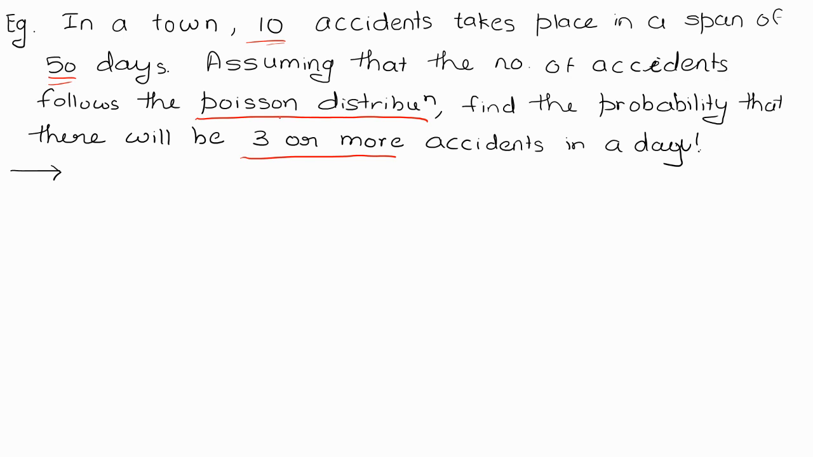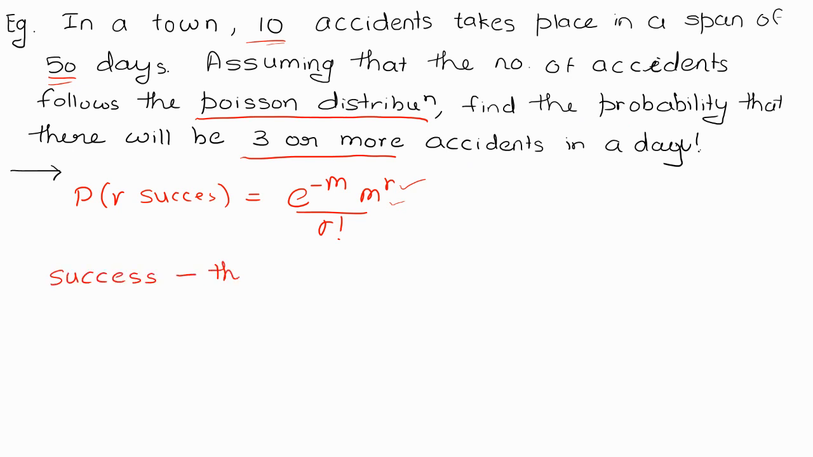First thing is that you need to search for the words Poisson distribution. That means you know the probability of r successes is equal to e raised to minus m, m raised to r upon r factorial, which is what you need to find out. Now you need to search for your r and your m in this case. The question is about what the success is. You need to find the probability of some accidents. So success means there is an accident. My accident is a success.